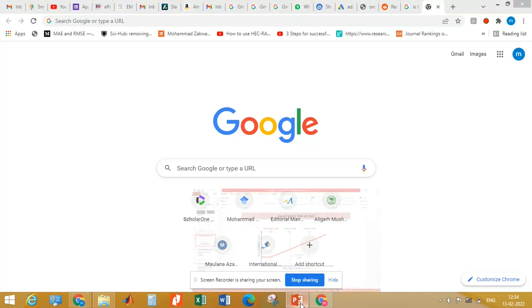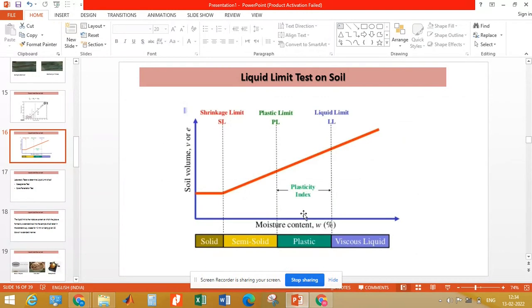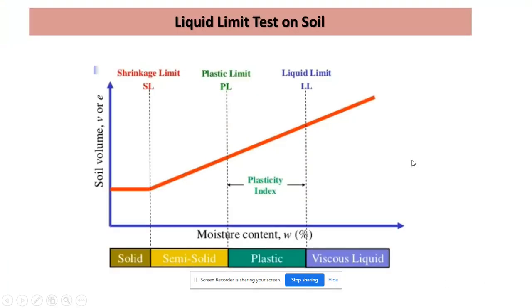In this video we will be discussing the liquid limit of soil. The liquid limit is an important index property of soil, which is defined as the water content at which soil changes its state from plastic state to liquid state, or the soil turns into a liquid and it loses its shear strength. So this water content is very important, since the soil is changing its state and it is losing its shear strength.